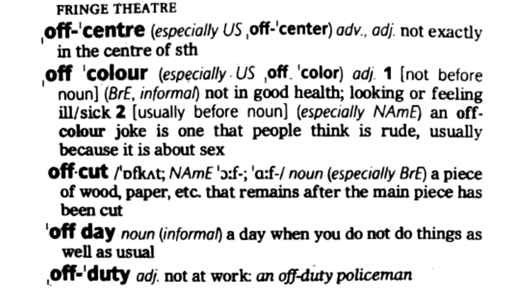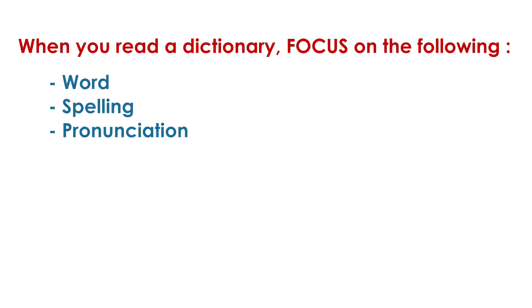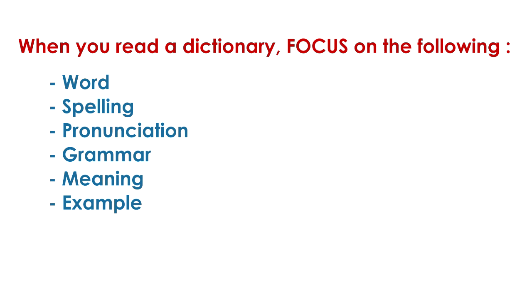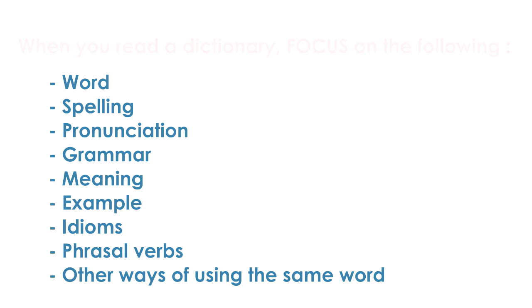So when we look at all these areas, the word is complete. I do say, when you read a dictionary, please look into the word, the spelling, the pronunciation, the grammatical use of it, then the meaning, example, idioms, phrasal verbs, and other ways of using the same word. And there your word is completely understood by you. If you leave out one, you're out.